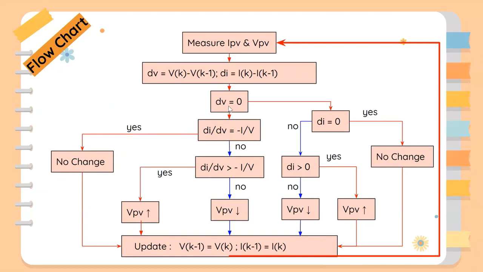Now let's say dV is not equal to 0. Then we will check whether dI/dV is equal to minus I/V. If it is, we will not change anything, and we will update the previous sample with the next sample. But if dI/dV is not equal to minus I/V, we will check whether it is greater than minus I/V. If yes, we will increase the voltage, and if not, we will decrease the voltage, and again update the previous sample with the next sample. That's how incremental conductance works.